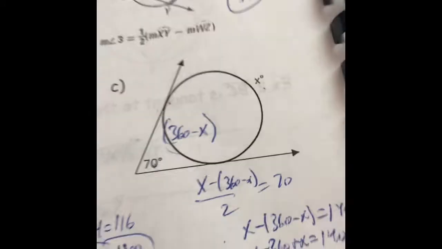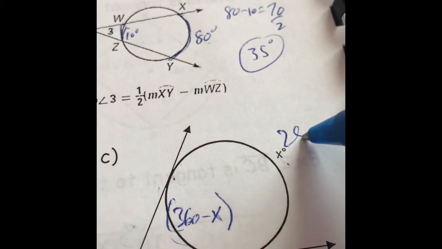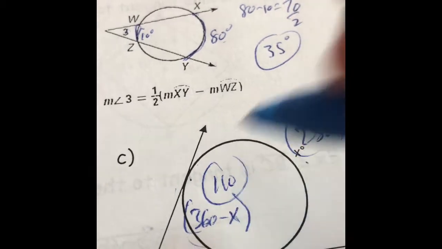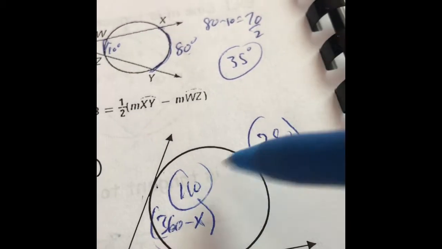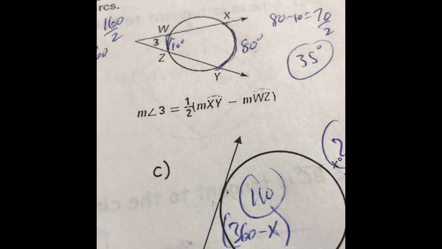All right, and again, if you want to try and check that real fast, if x is 250, that means 360 minus 250 is 110. The rule is subtract these two angles. 250 minus 110 is 140. Chop it in half. That's where your 70 is coming from.